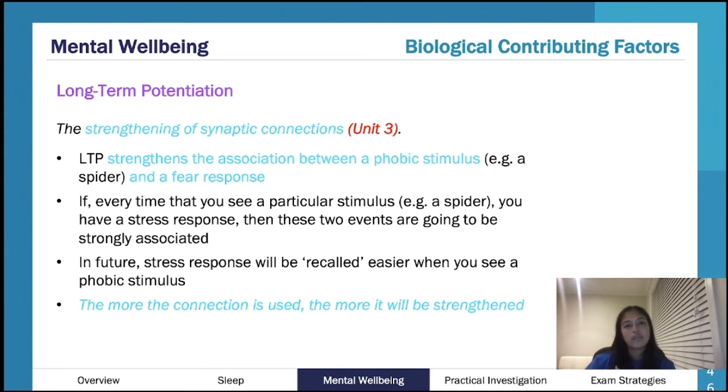So that's the idea that the more the connection is used, the more it will be strengthened. The more you think about your stimulus in this sort of context, basically the worse the fear gets.